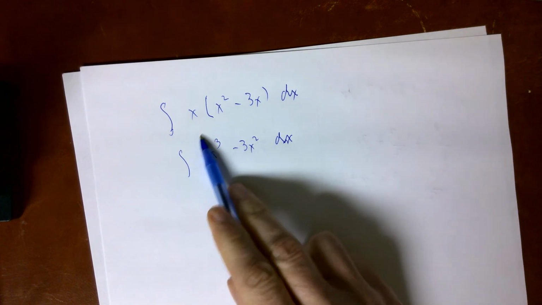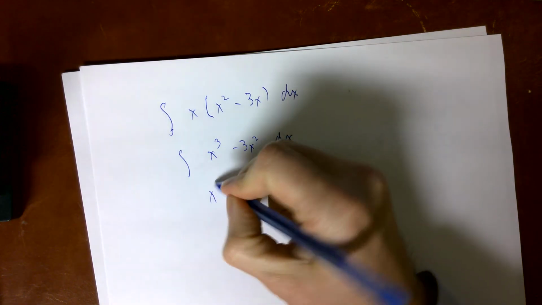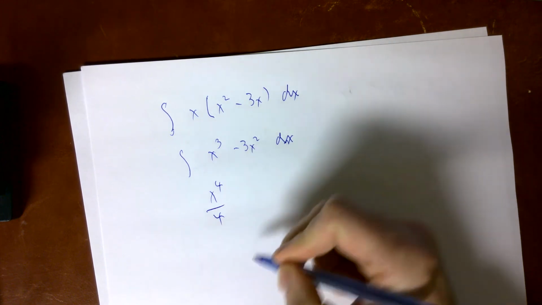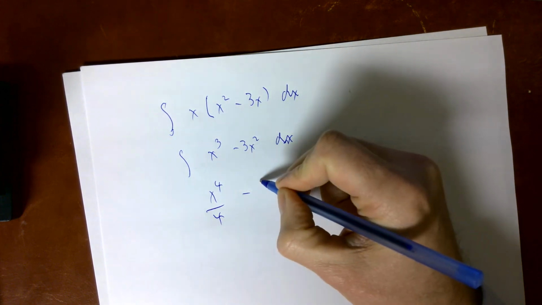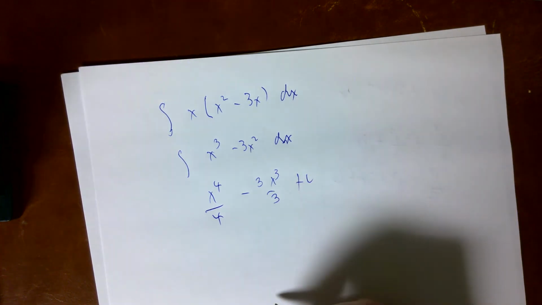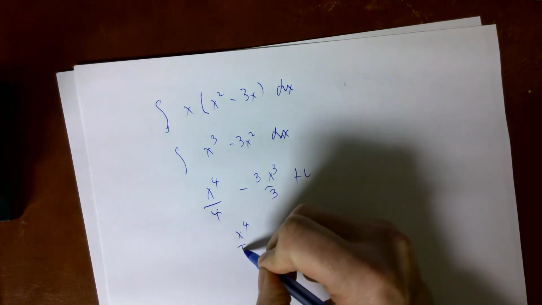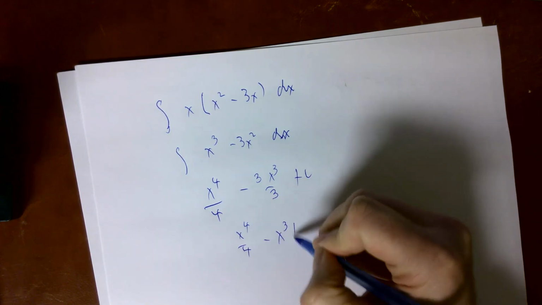And now I can go about taking the antiderivative term by term. The antiderivative of this is going to give me x to the 4th, whatever that is, I'm going to put over here, minus, let's see, that's going to give us a 3. I'll do x cubed over 3. Remember to put my plus c. Oh, I can simplify this, so I end up with x to the 4th over 4 minus x cubed plus c.